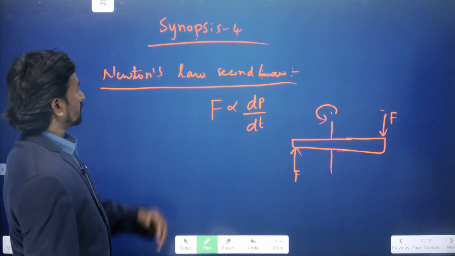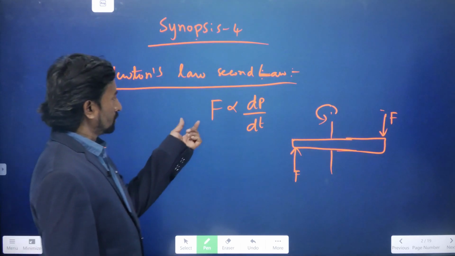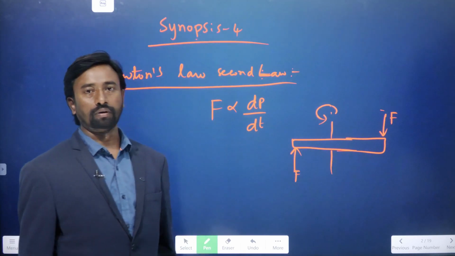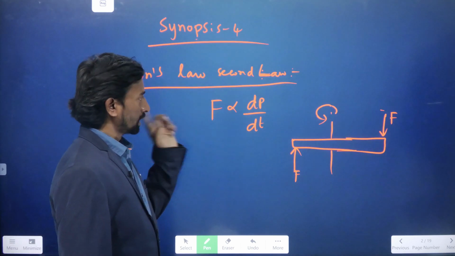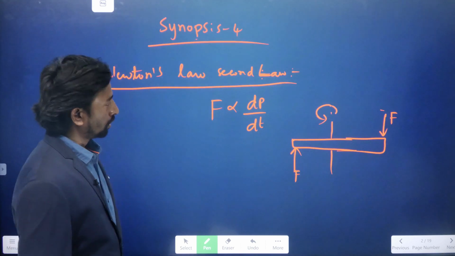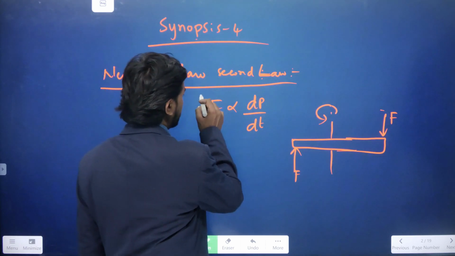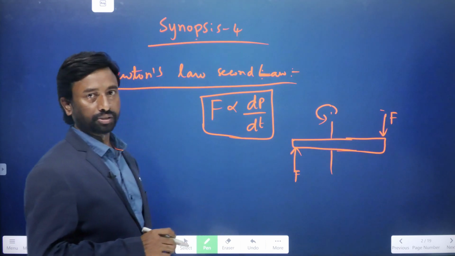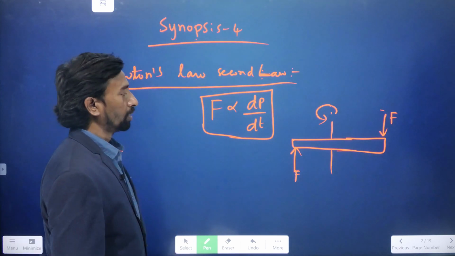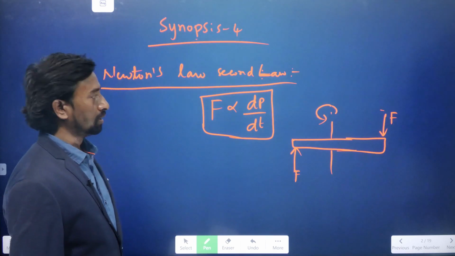According to Newton's second law, the rate of change of momentum of a body is directly proportional to the external force acting on the body. This force will cause the motion of the body and change its direction. Now if a certain body has to rotate, there must be a non-zero torque.